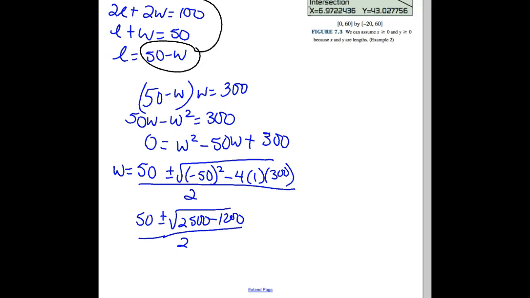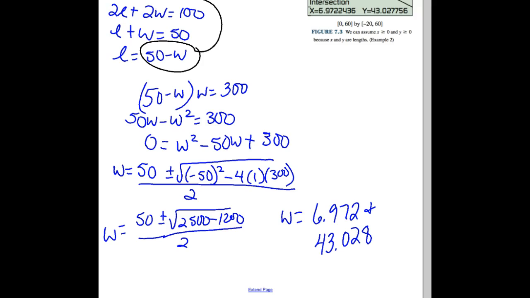There's calculators on my desk if you need one. You're going to get some decimal answers. Anybody got them yet? I heard 6.972 and 43.028. What do those add up to? They add up to 50.